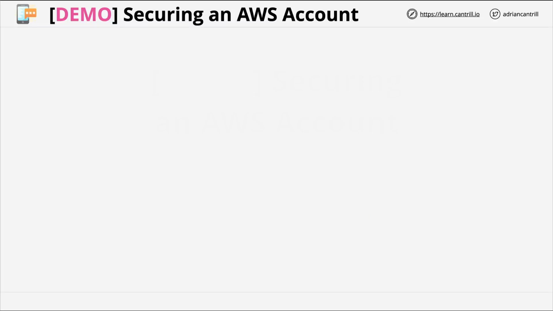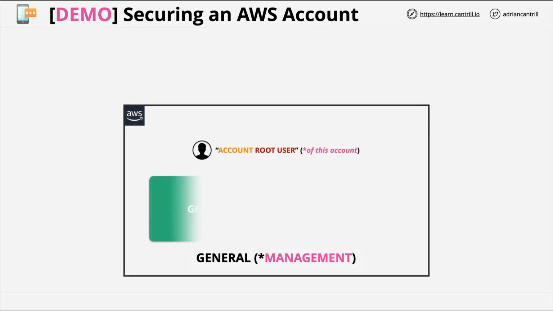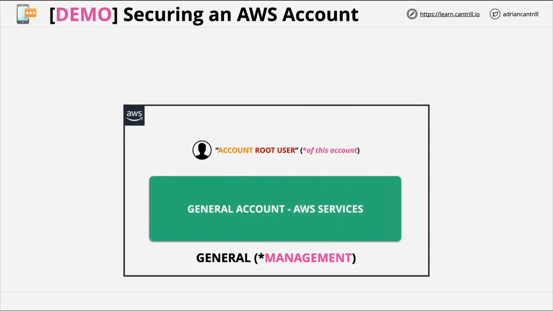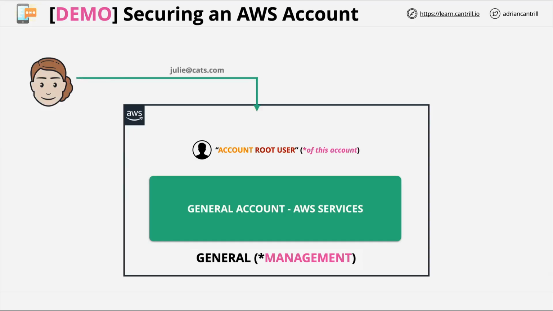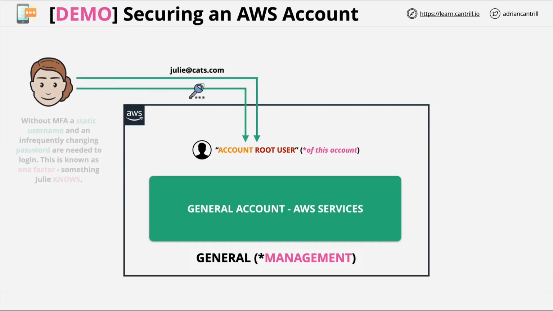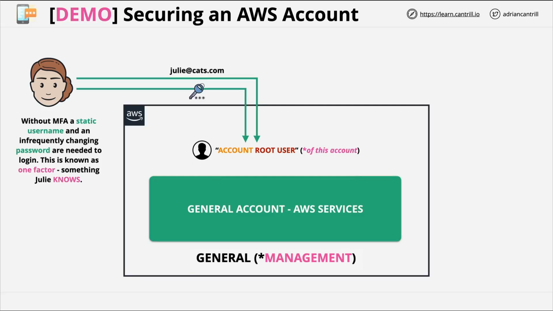We're going to be working on the general AWS account with the account root user, and let's pretend for a second it already has some resources which have been created within it, though for now our accounts are completely clean. Now with this example, if you're trying to log into this general AWS account, then so far you will have used the account root user and you will have provided the account root user email address and the associated password, and this is known as single factor or one factor authentication because it's using one type of secret, in this case the password, something which Julie in this example knows.